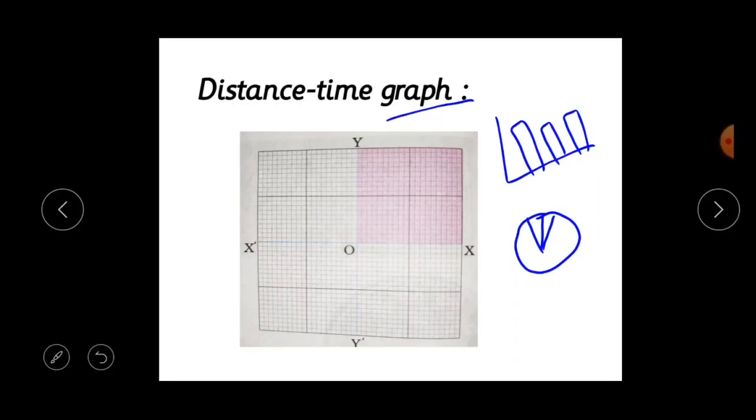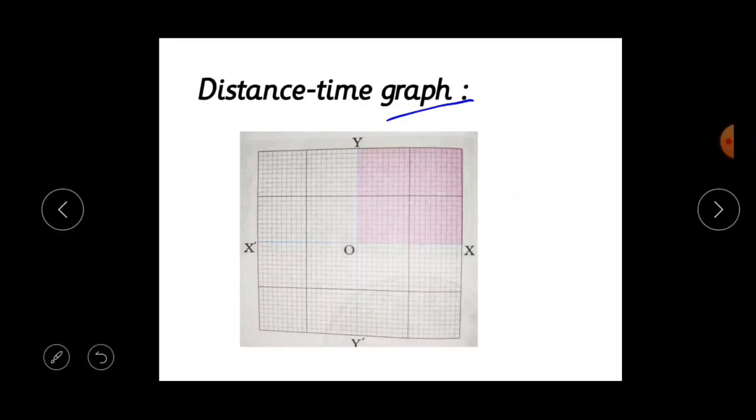Then you have a line graph, which is like this, with dots. A line graph is usually used to see the change in the weight of a man with age. In the same way, we have a distance time graph to see the distance of an object along with the time. Children, first you have to take a graph sheet.